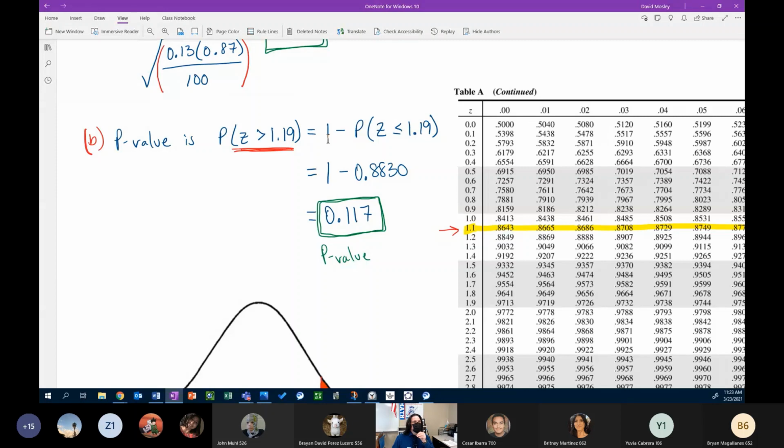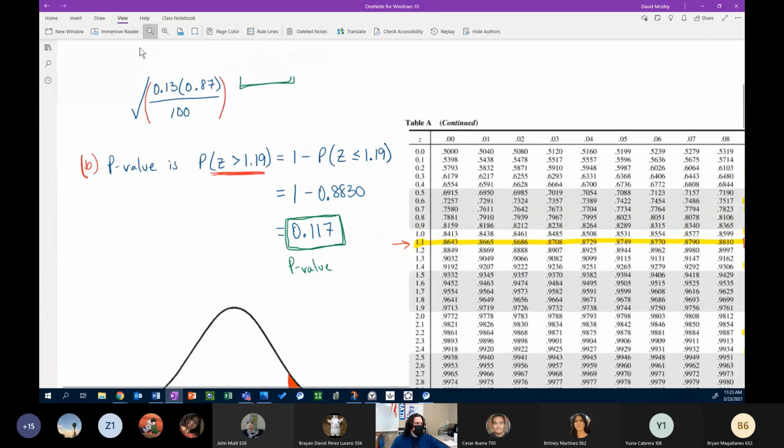I always forget the name of this rule, but we use this rule where we subtract the probability that z is less than or equal to 1.19 from 1 to get this. I think it's the complement rule. I always forget what it's called, but I use it all the time. So we have 1 minus the probability of z being less than or equal to 1.19, because that one I can find on table A.